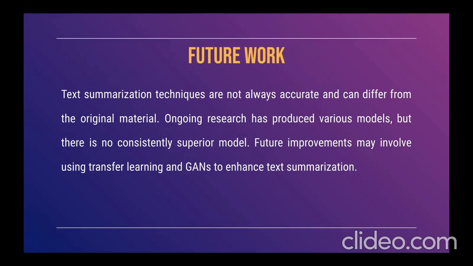Now, text summarization doesn't end here, because text summarization techniques are not always accurate, as they can differ from the original matter, and future work must continue because what we have now is not the final one. We have seen in our research that the summarization technique is continuing, and many studies have been done before, and there is no one model that consistently generates the best summary. In order to produce more accurate summaries in the future, we can use transfer learning and GAN algorithms as well. This may provide a means of improving the concepts in the text summary.